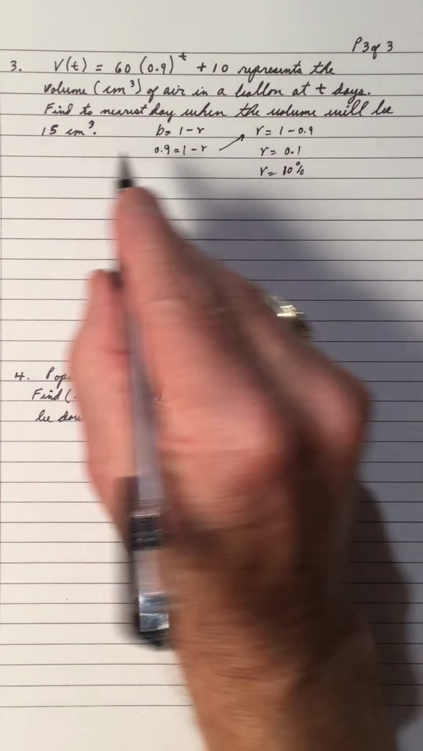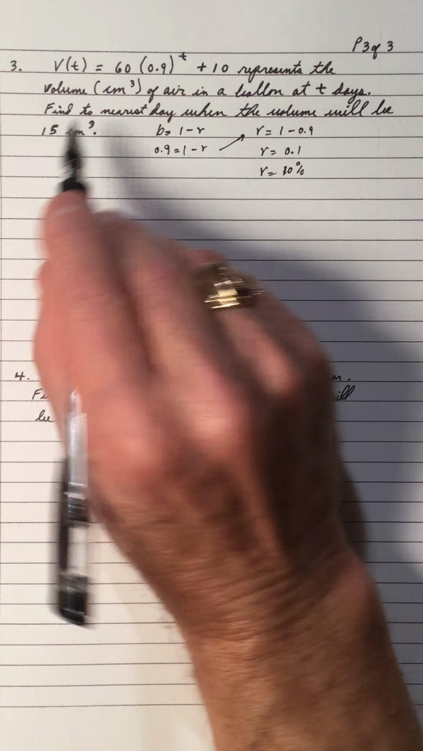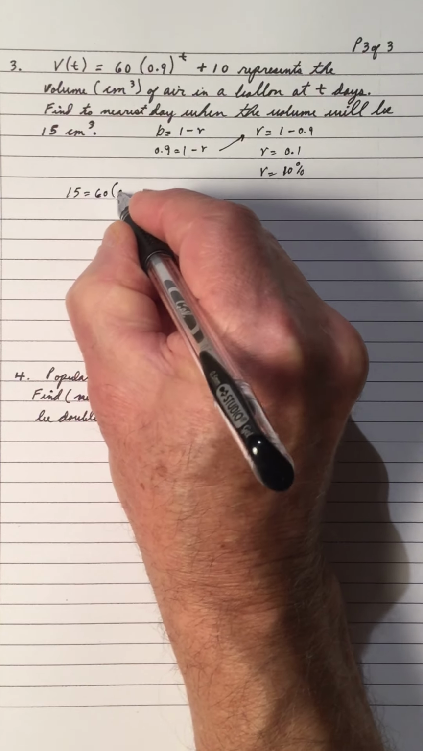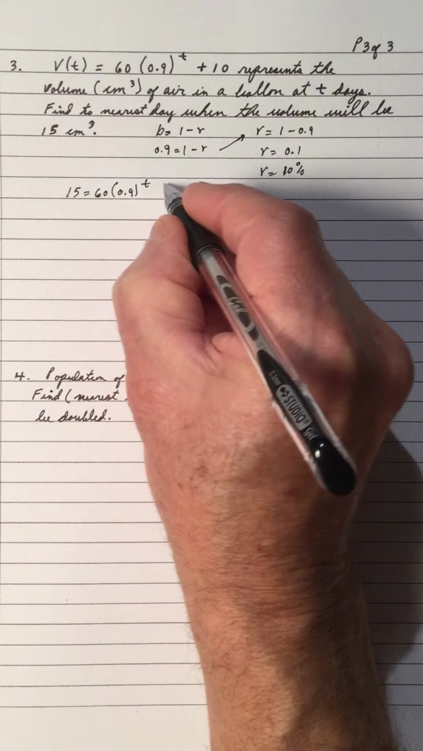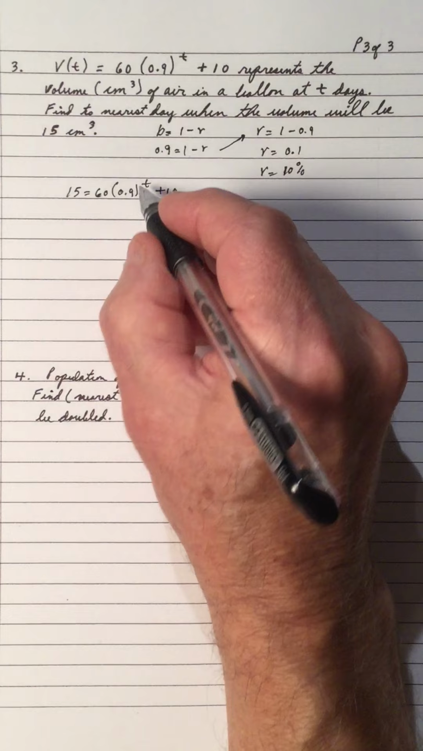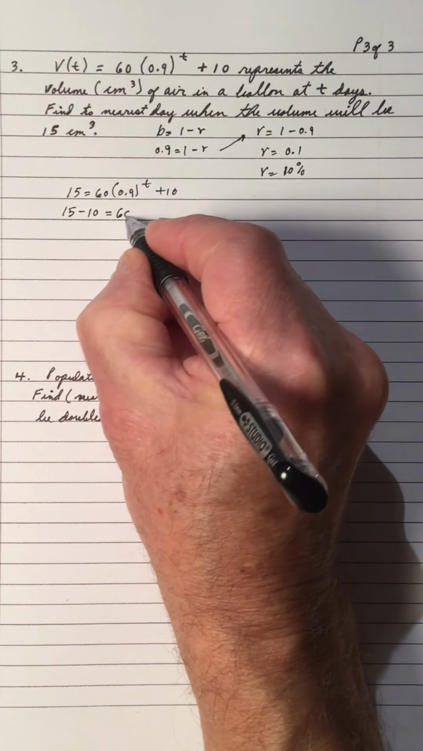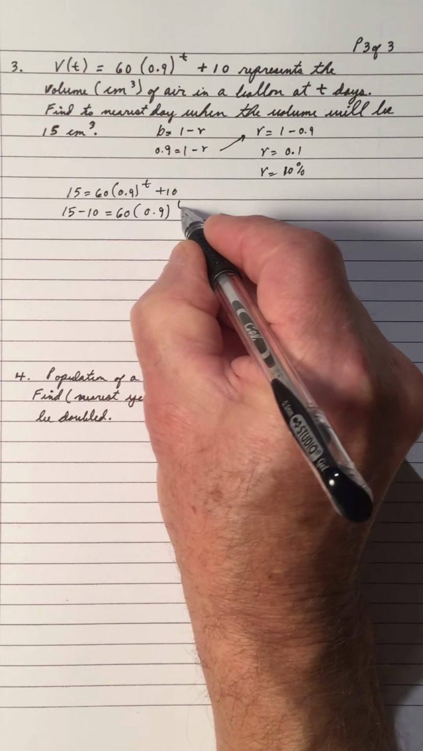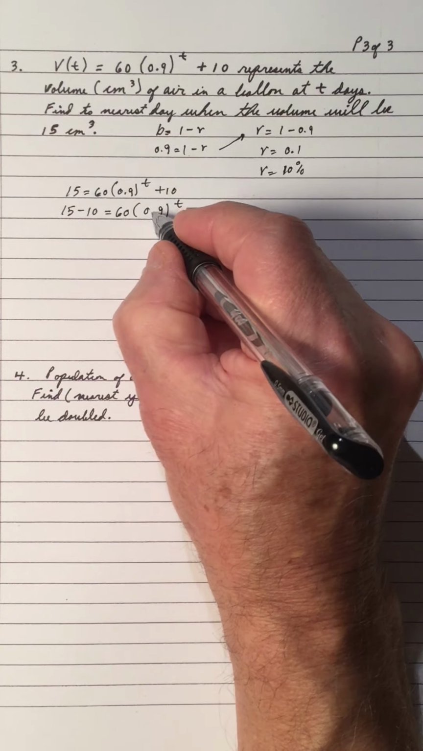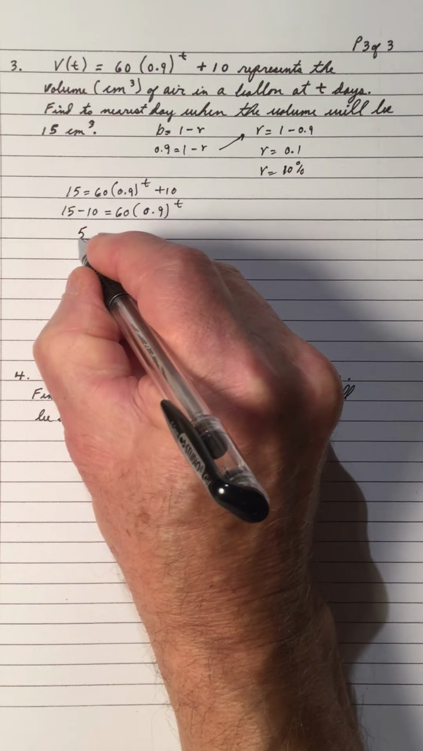So we want to find out when the volume is 15. So 15 equals 60 times 0.9 to the t plus 10. And we have to isolate this part. So 15 minus 10 is 60 times 0.9 to the t. Again, notice we're looking for the time, and that tells us that we're going to have to use a log. So 15 minus 10 is 5.